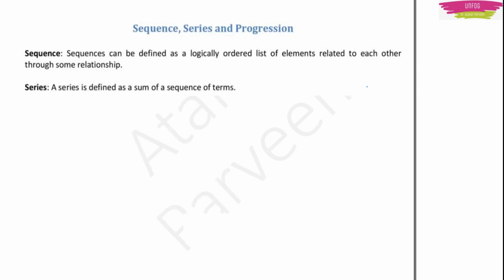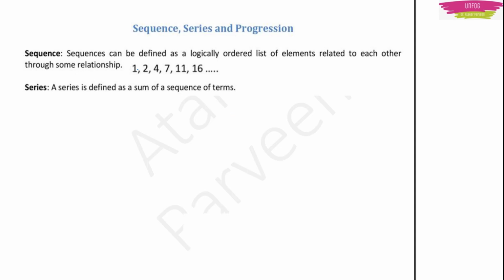Firstly, we should know what is a sequence and what is a series. Sequence means some list of numbers will be there. Not only numbers, it could be alphabets also. So that's why we can say that some list of elements will be there, but that list will be logically related to each other. That type of list is known as sequence. Logically related means, for example, this list: 1, 2, 4, 7, 11, 16. This is a sequence. How is it logically related?